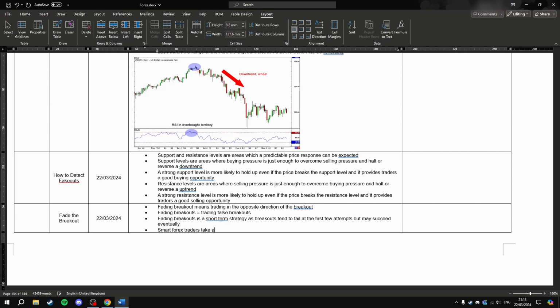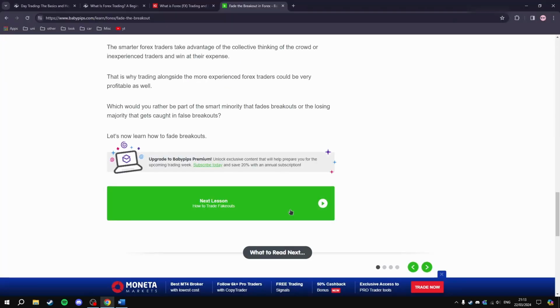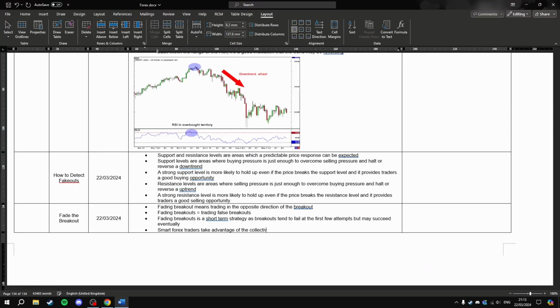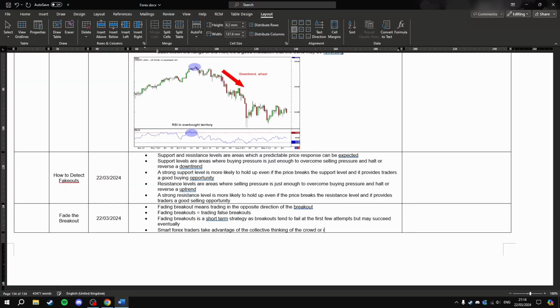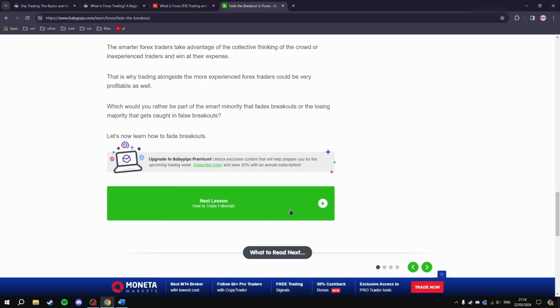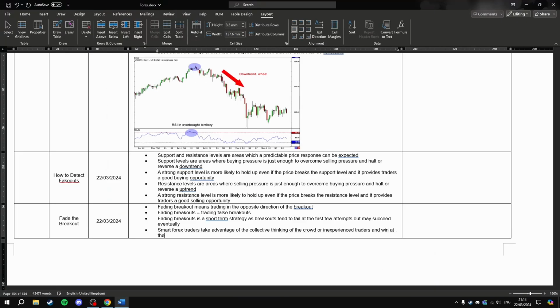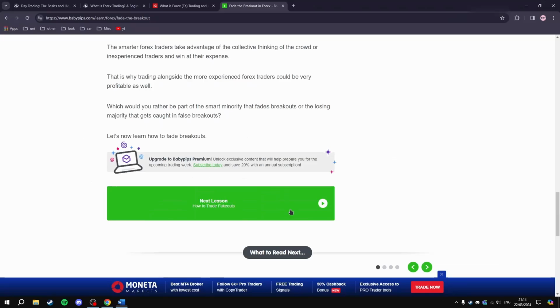Take advantage of the collective thinking of the crowd or inexperienced traders and win at their expense.